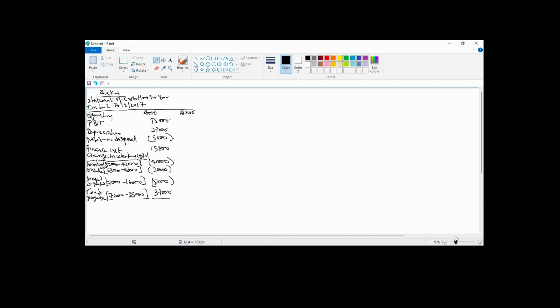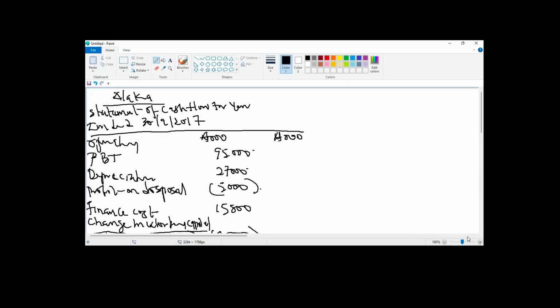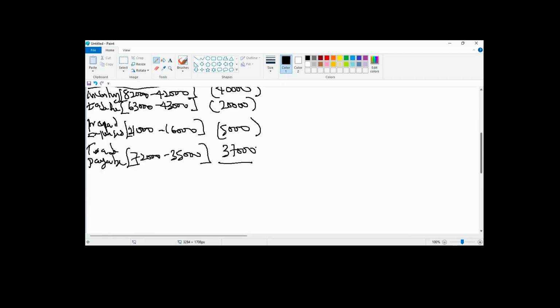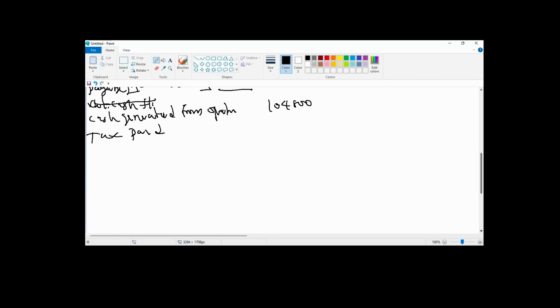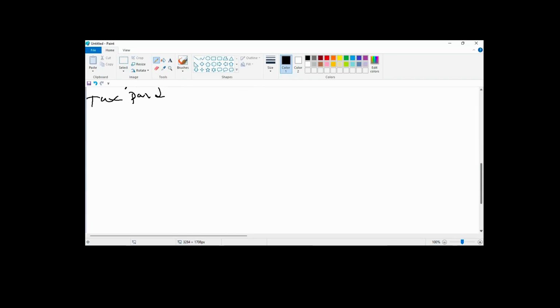$104,800. 104,800. Okay. Net cash generated from operation. How much do you call it? 104,800. We will calculate tax. Look at the question. Does it have the tax?